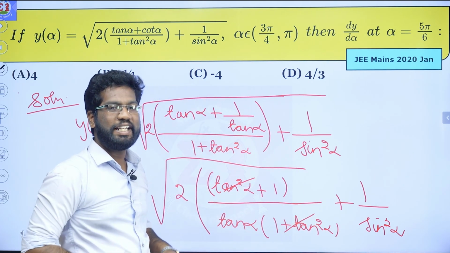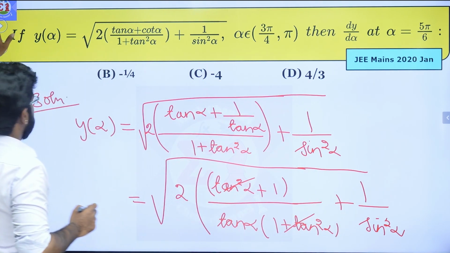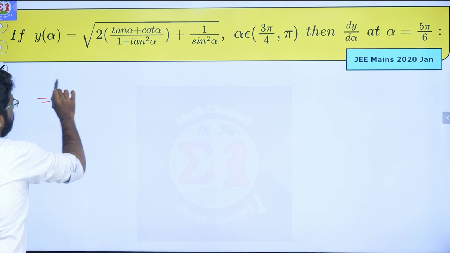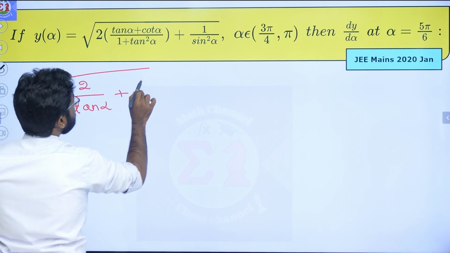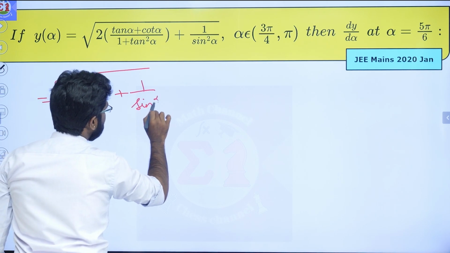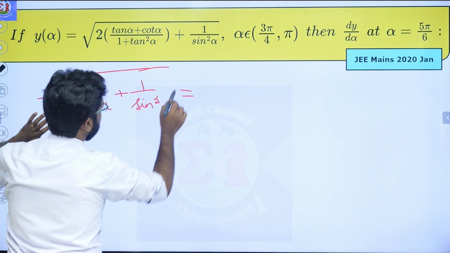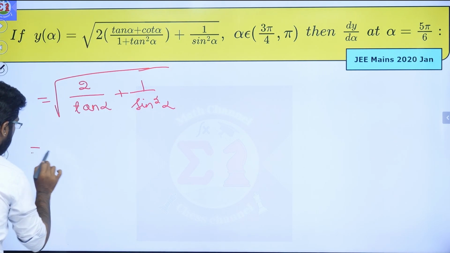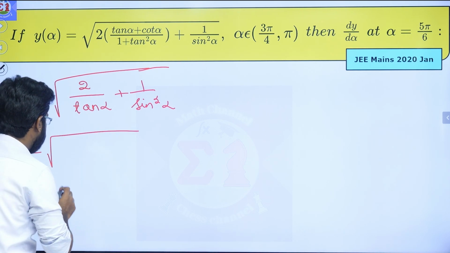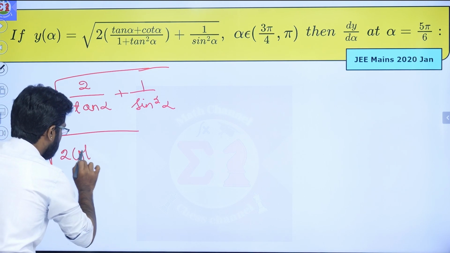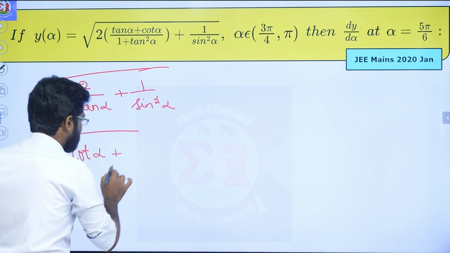Now let's strike it out, my dear students. Now we are going to gather the remaining parts. Let's do it. So square root of 2 divided by tan alpha plus 1 by sin square alpha. Now what are we going to do? In place of 1 by tan alpha, I can write it as cot alpha. So 2 cot alpha, and in place of 1 by sin square alpha, I can write it as cosecant square alpha.